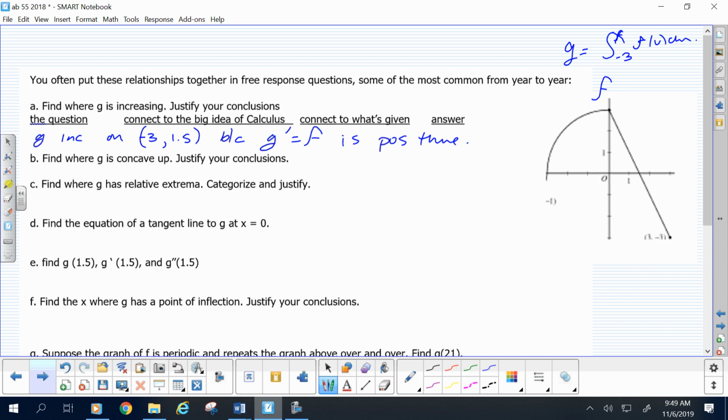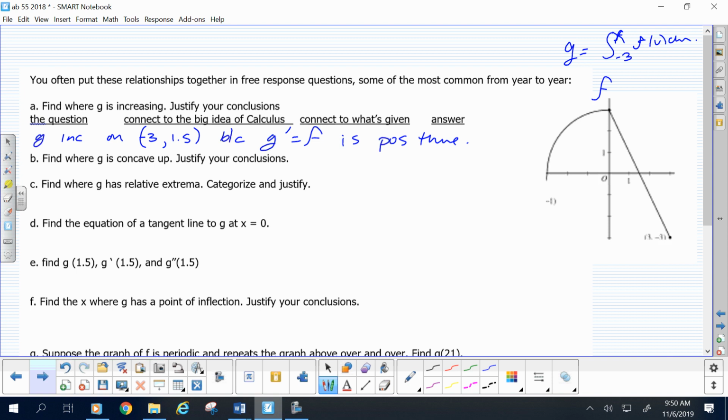All right, so big idea of calculus, G is concave up where G double prime is positive. What does G double prime have to do with F? F prime. What is F prime? Slope of the F graph. So we need to find where the slope of the F graph is positive. Okay, so there's 3 steps of the deduction there. Where's the graph positive?